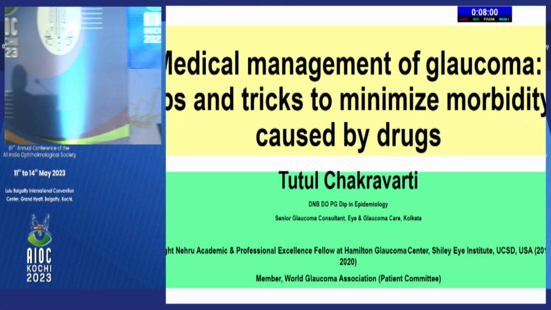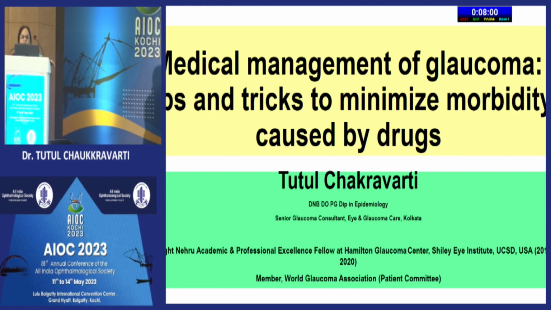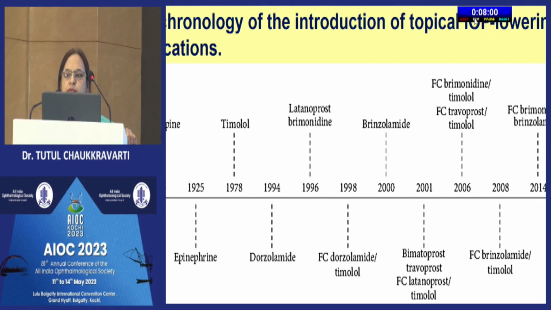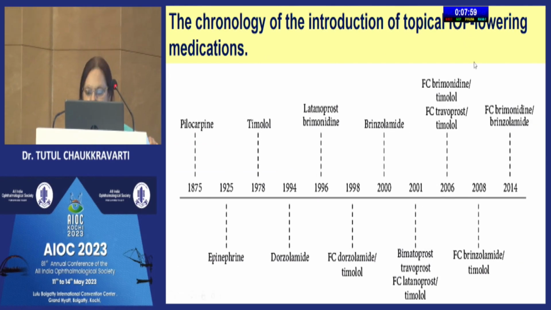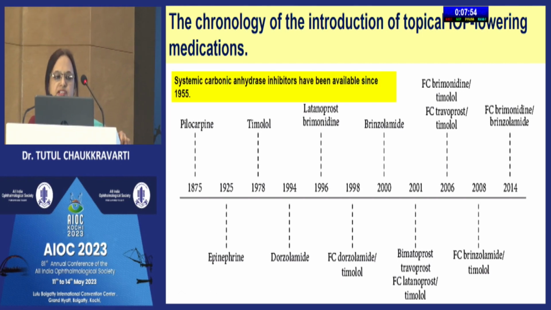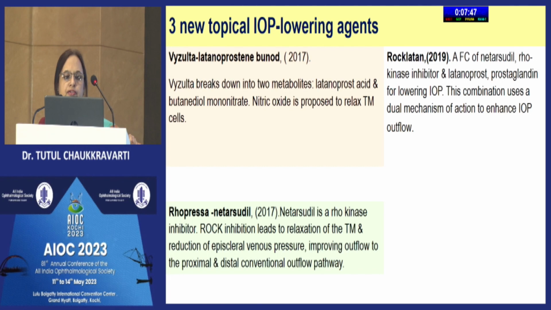Good afternoon. Today's topic, medical management of glaucoma, tips and tricks to minimize morbidity caused by drugs. Now, this is the chronology of the introduction of topical IOP lowering medications, and systemic carbonic anhydrase inhibitors have been available since 1955. Apart from these conventional eye drops, 3 new topical IOP lowering agents are Vyzulta in 2017, Rhopressa netarsudil, and Rocklatan, that is in 2019, a fixed dose combination of netarsudil, a rho kinase inhibitor, and latanoprost.